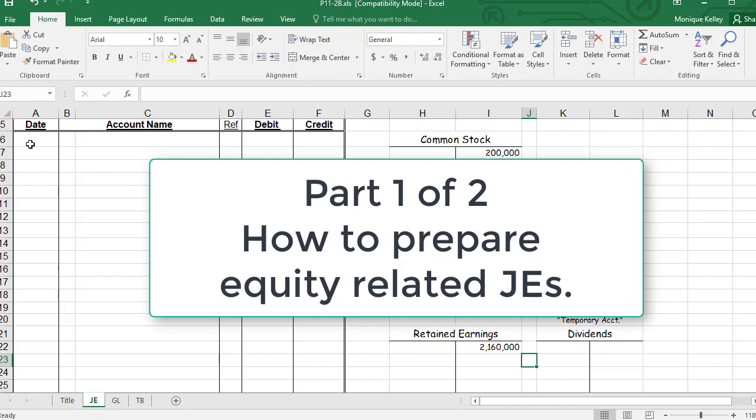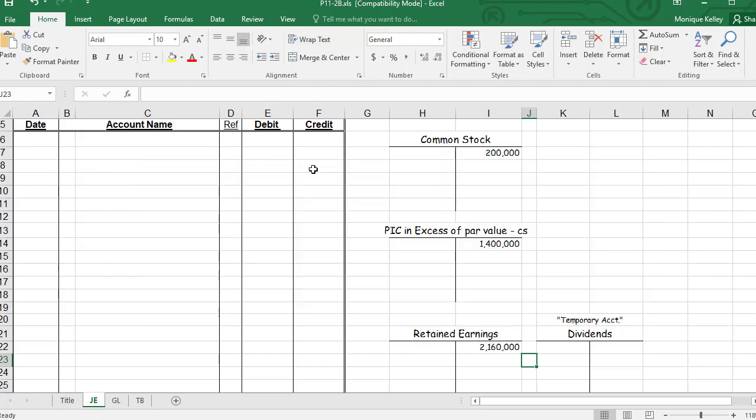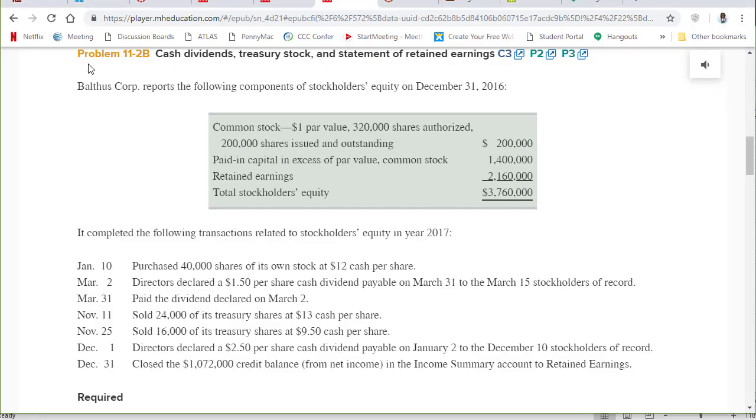If you have a sheet of paper, you can follow along on paper, or if you prefer, you can also use Excel. We're going to use problem 11-2B, so you can pause the video right now to go get your loose leaf textbook or pull it up through the Connect e-textbook.